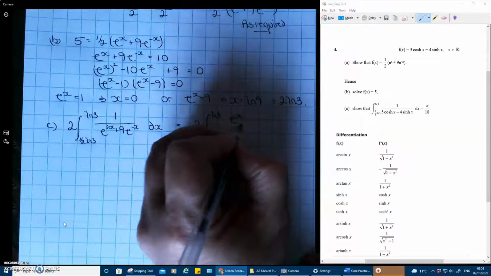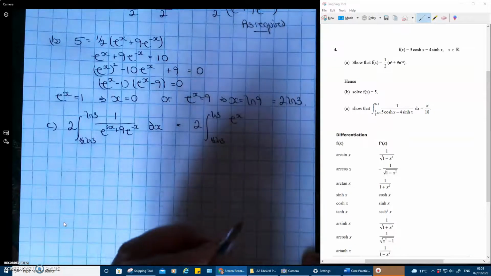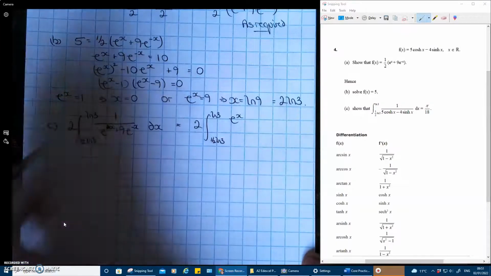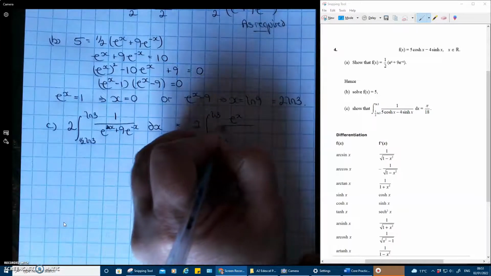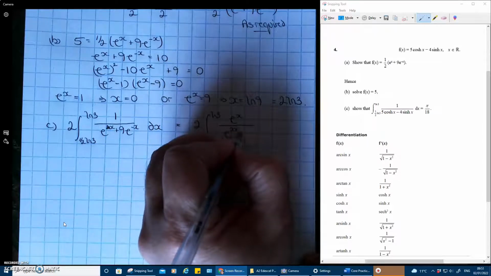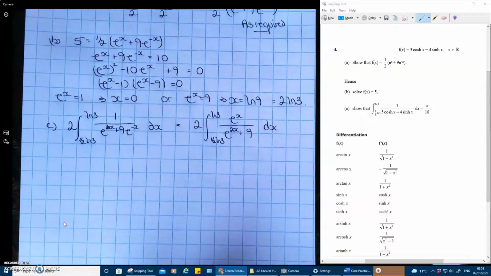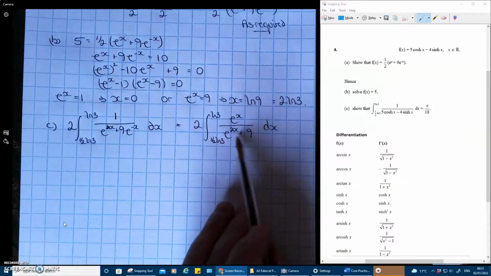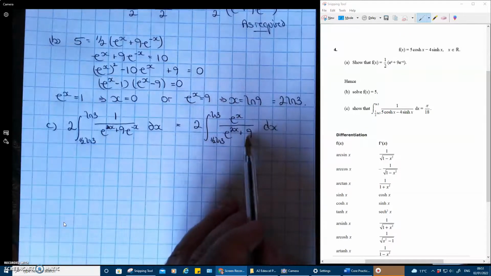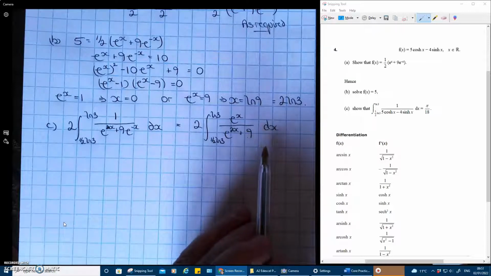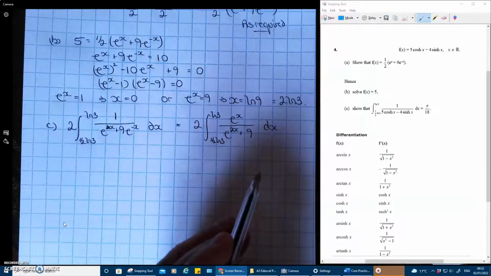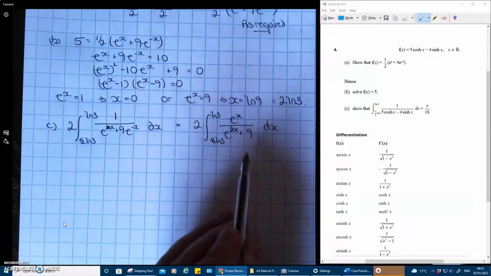So it's 2 times the integral of e to the x. Oh, sorry, this is e to the x here. Apologies. e to the x over e to the 2x plus 9 dx. We're going to do an integration. Again, as usual, does the bottom factorise? No. Is the top the differential of the bottom? No. So we know we're going to be looking for some sort of arcsin, arctan, arsinh, arcosh, one of those options. We've got no roots involved, so it's got to be arctan, really. It's the only one it can be. So that's what we're hoping for.